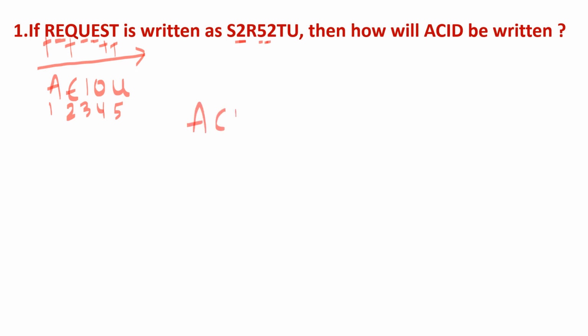A, C, I, D. This is the word he has given. What are the vowels here? A and I are vowels. A is coded as 1. I is coded as 3. Now what about C? C plus 1, D plus 1, from left to right. A is coded as 1. C is coded as D. I is coded as 3. D is coded as D plus 1, that is E. So 1, D, 3, E is the code.